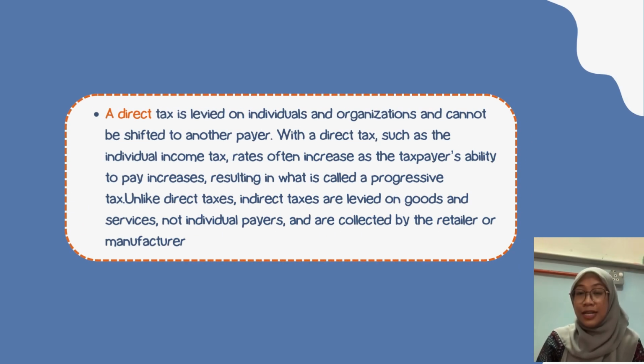As I said before, tax can be levied in two ways. A direct tax is levied on individuals and organizations and cannot be shifted to another payer. With a direct tax, such as individual income tax, rates often increase as the taxpayer's ability to pay increases, resulting in what is called a progressive tax. Unlike direct tax, indirect taxes are levied on goods and services, not individual payers, and are collected by the retailer or manufacturer.